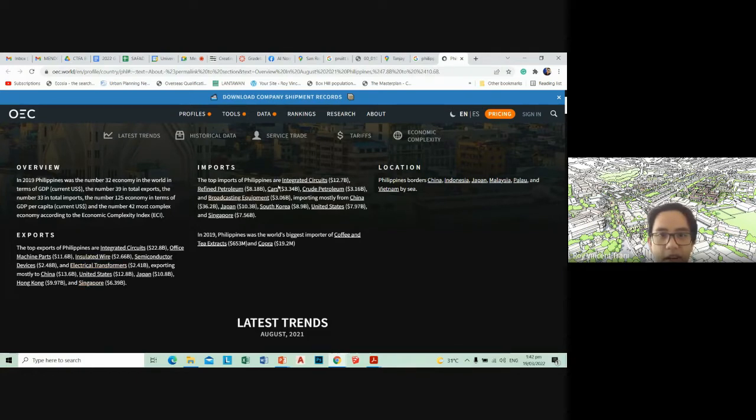Top imports are also the integrated circuits, refined petroleum. I'm sure we all know about the increasing gas prices. We're also importing cars, apparently, crude petroleum, broadcasting equipment. Okay, so I was wrong. We're not importing food yet. We're still more focused on importing gas and cars.